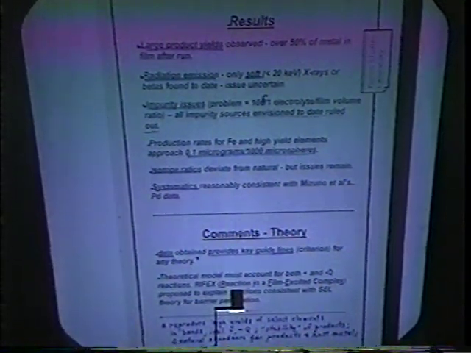The systematics showed reasonable agreement with other data.